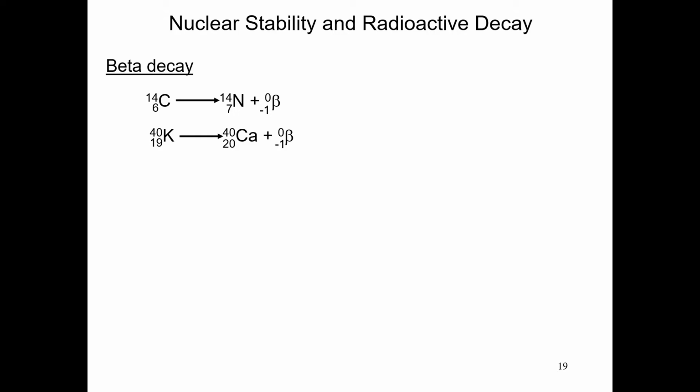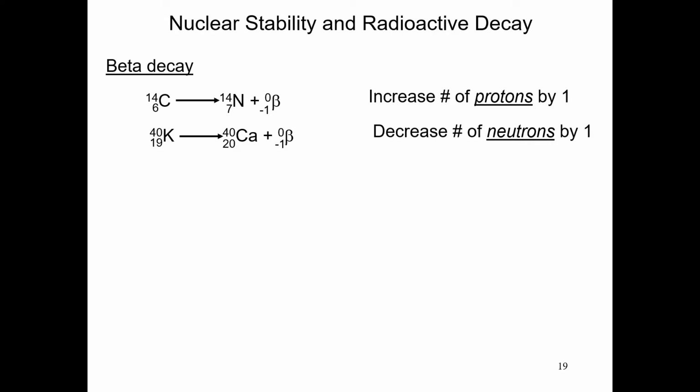Now let's observe what is happening here. Look at the change from C14 to N14. Notice the mass number doesn't change, but the atomic number does. In other words, there has been an increase in a proton without increasing the corresponding mass number, right? So we've increased the number of protons by 1, but if the mass number did not increase, that must mean, therefore, that the number of neutrons must have decreased by 1.